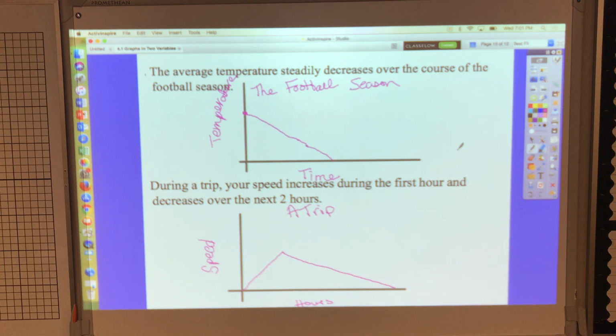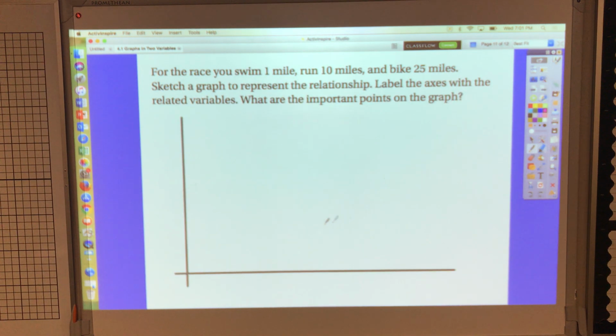And we're going to try one more before we let you look at some on your own. Okay? For a race, you swim 1 mile, you run 10 miles, and you bike 25 miles. Sketch a graph to represent the relationship. Label the axes with the related variables, and then it wants you to talk about the important points on the graph. Okay? So for this one, we're talking about a race. Okay, and that type of race, if you want to be pretty specific, is a triathlon because you're doing 3 different events.